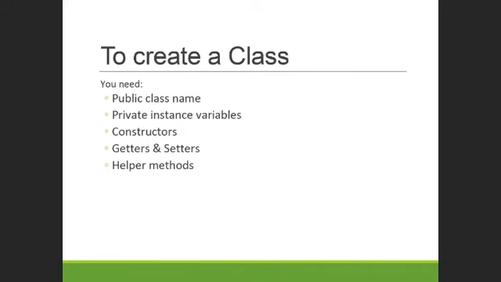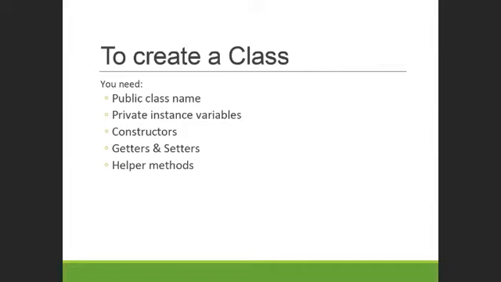To create a class, essentially you need 5 things. A public class name, that's going to be the name of the class, that's how you're going to create objects from the class. Private instance variables, so those are going to be, again, like your headers in your spreadsheet. Those will be the data that each object will be required to have, or will need to have. We need constructors. These let us create objects off of our class.